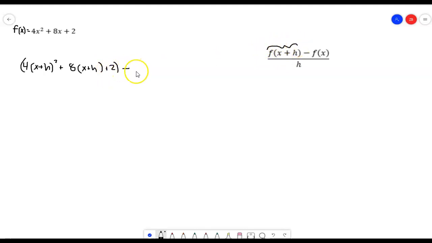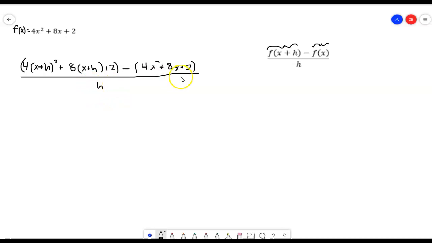Now I have a minus, and now I have to do this part here. This part is just f of x. That's just the original equation here. So that's 4x squared plus 8x plus 2. It's just telling us to take the original function, replace x with x, which doesn't actually change anything. And then all over h.